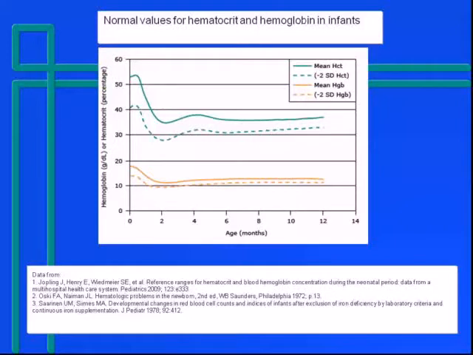This is a graph that shows the normal values for hematocrit and hemoglobin in infants, with age in months on the x-axis and the hemoglobin in yellow and the hematocrit in green. It just emphasizes this steep drop-off that happens right after birth to a low point at around 2 months of age, and then a gradual increase again, such that by a year of age, things are relatively stable, although there is an increase again during puberty.